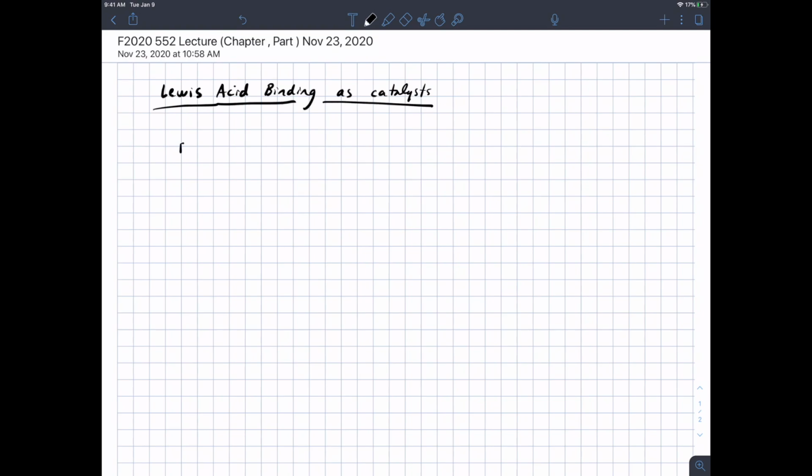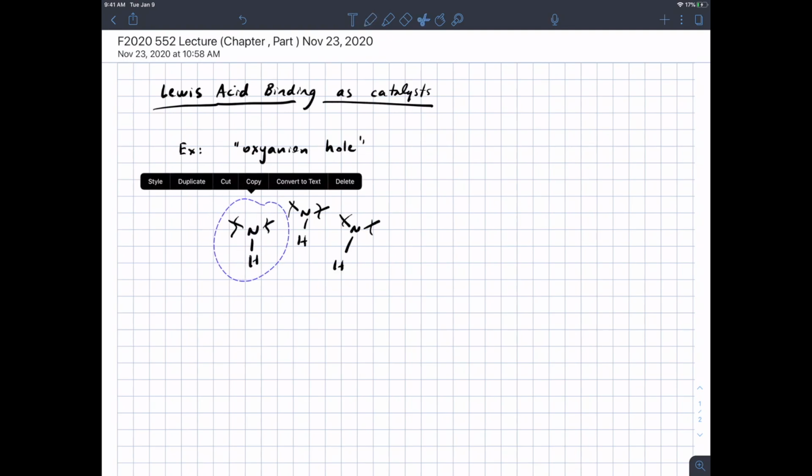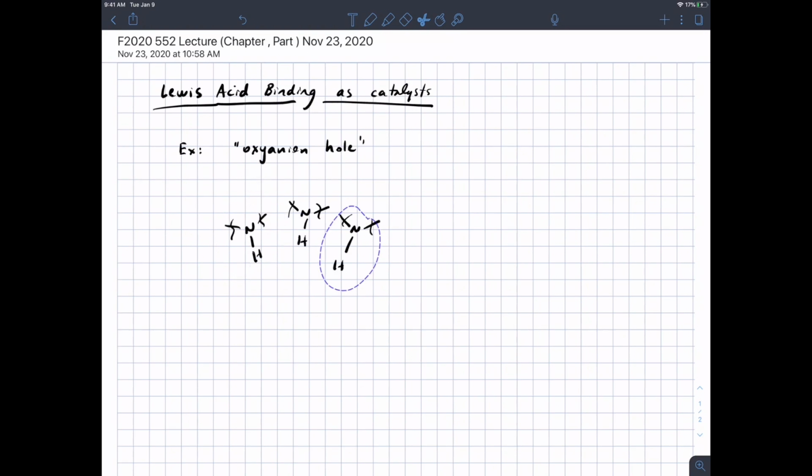So the classic example of this kind of approach is the so-called oxyanion hole, and this is an area in many active sites of enzymes where amide protons are clustered. Usually there's 3 of them, and they're clustered in an area that is aligned with where a negatively charged oxygen from a tetrahedral intermediate is going to be.